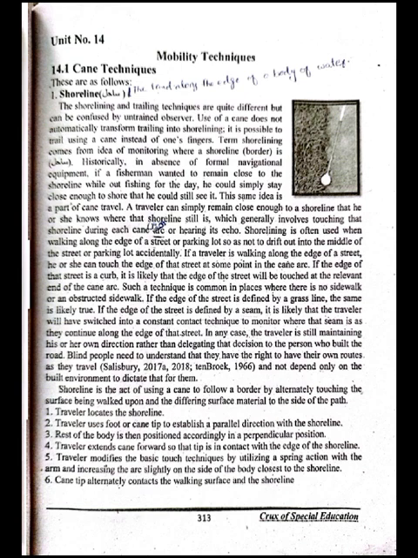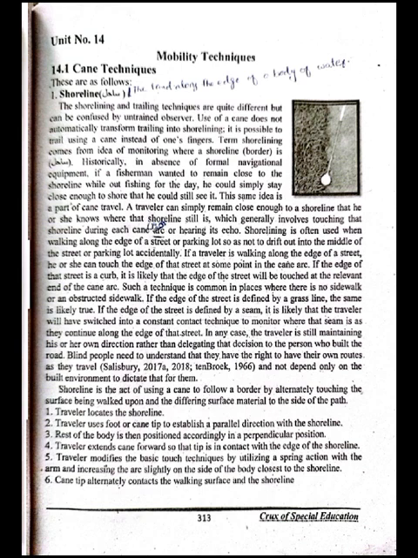Shorelining is often used when walking along the edge of a street or parking lot so as not to drift out into the middle of the street or parking lot accidentally. If a traveler is walking along the edge of a street, he or she can touch the edge of that street at some point in the cane arc. If the edge of that street is a curb, it is likely that the edge of the street will be touched at the relevant end of the cane arc. Such a technique is common in places where there is no sidewalk or an obstructed sidewalk.